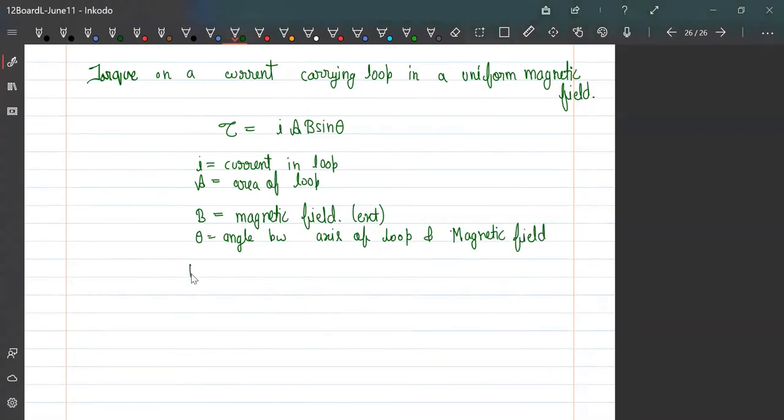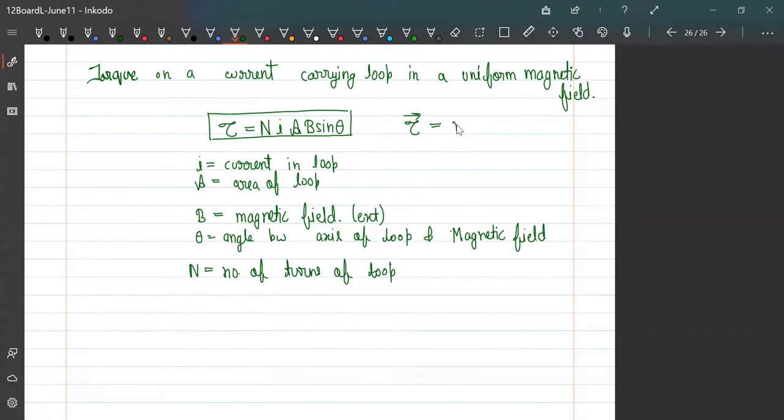And if there are n turns in a loop, then we can modify this formula. The formula for torque becomes N I A B sine theta. Or in the vector form, we can write torque is equal to M cross B, where the M vector is N I A.